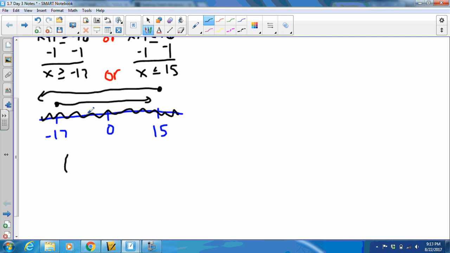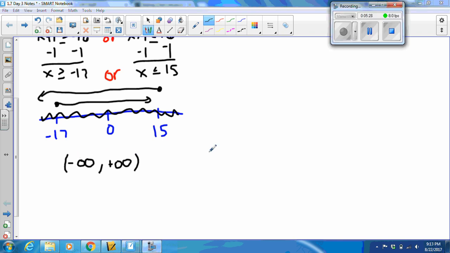because we have all negative numbers, remember if it goes on forever and we have all negative numbers, we have negative infinity. And because we have all positive values as well, and it goes on forever, we have positive infinity. Remember, when you're writing this in interval notation, you use parentheses with your infinity signs. So our interval notation is negative infinity to positive infinity.